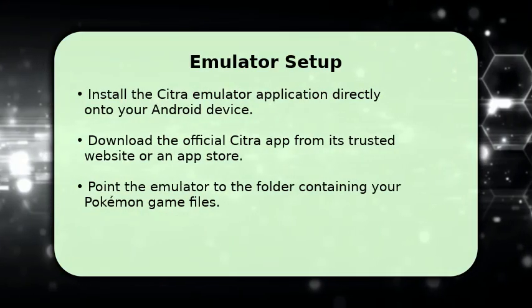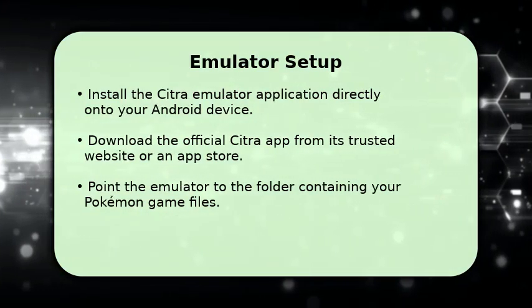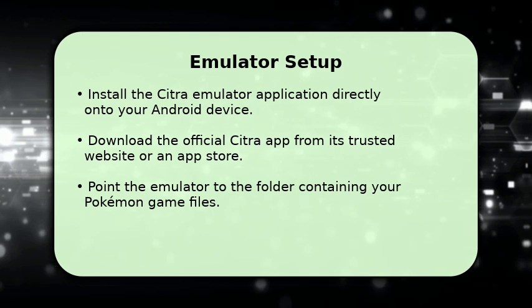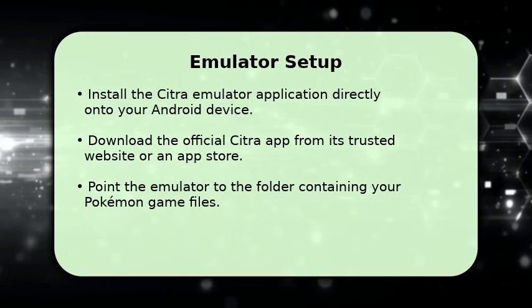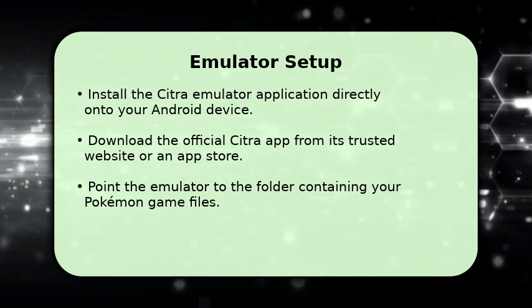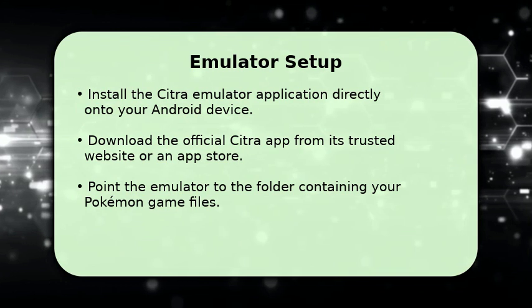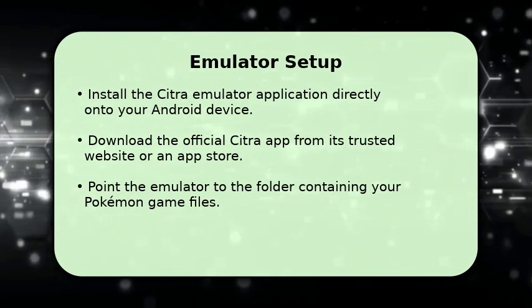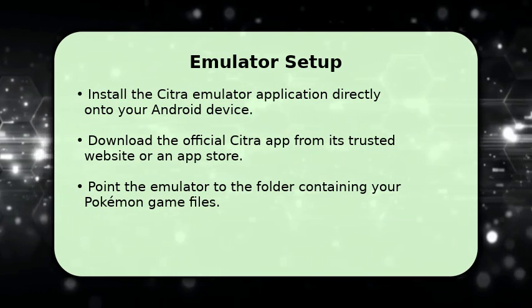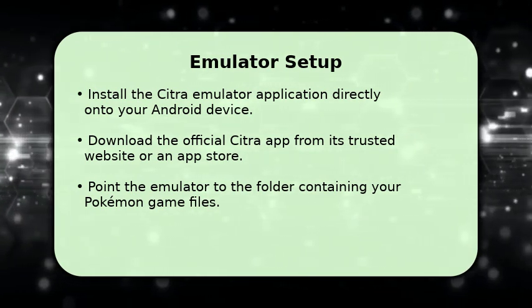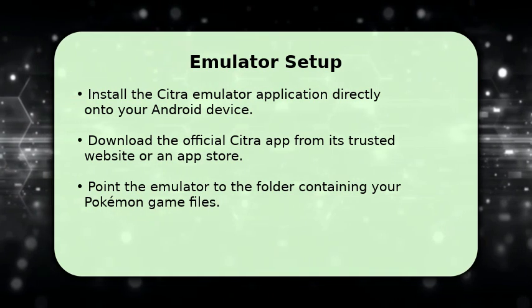Once you have your game files, the next step is to install the Citra emulator on your Android device. You can download the official application from its website or a trusted app store. After installation, open the emulator and navigate to its settings. You will need to point the emulator to the folder where your Pokémon game files are stored. This crucial step allows Citra to locate and load your game.